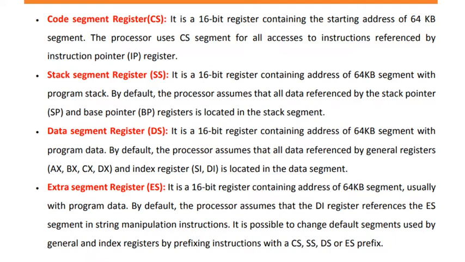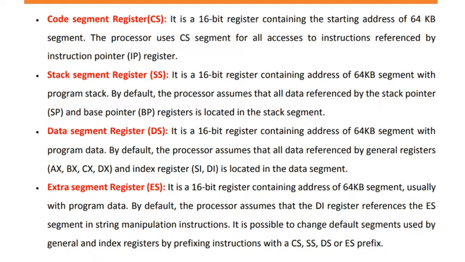Likewise, the stack segment register is a 16-bit register containing the base address of the stack segment. By default, the processor assumes that all the data referred to by the stack pointer SP and BP is located in the stack segment. So here we'll be using BP and SP as the offset in order to create displacement from the stack segment register in order to access a specific byte in this stack.